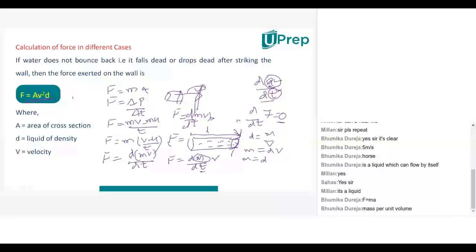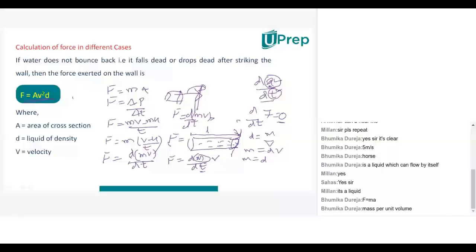Sir, I don't know. Anyone? Generally, volume is nothing but length into breadth into height. Sir, you said value, not volume. Volume only I am saying. I am asking you, what is the equation for volume? Okay, so now tell me the volume equation.